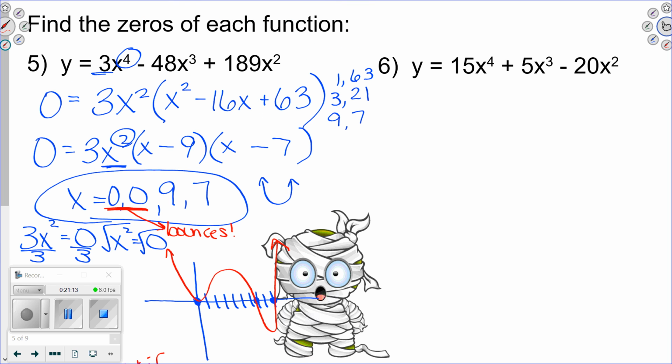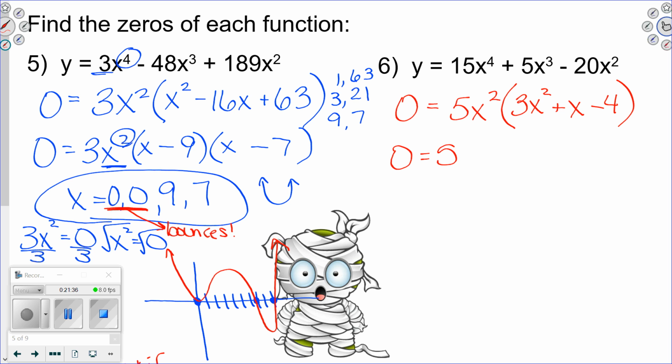All right, let's try number 6. So set it equal to 0. Is there a GCF? 5x squared. There you go. So we'll have 3x squared plus x minus 4. Set up your 2 sets of parentheses. What are your signs? Good. 1 plus 1 minus. Options for A. So 1x, 3x, and 1 and 4, or 2 and 2? 2 and 2.